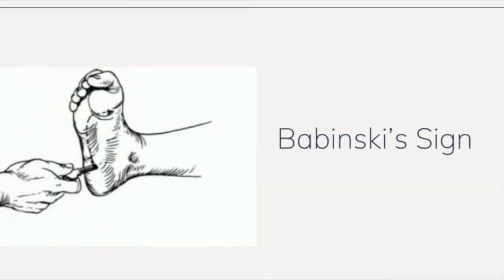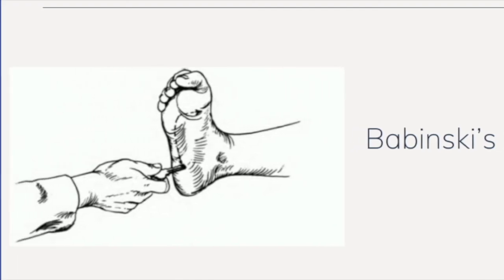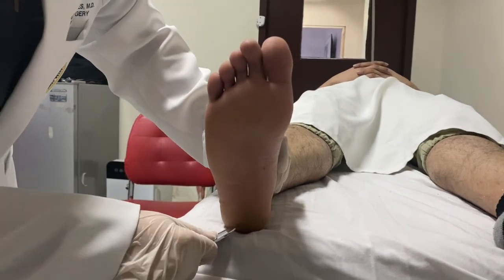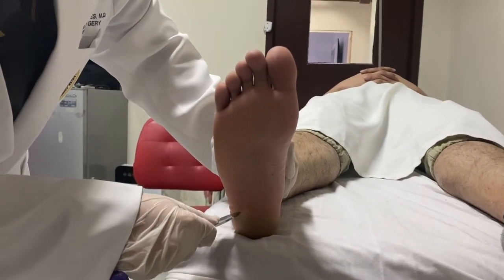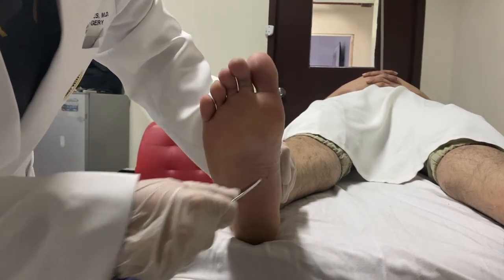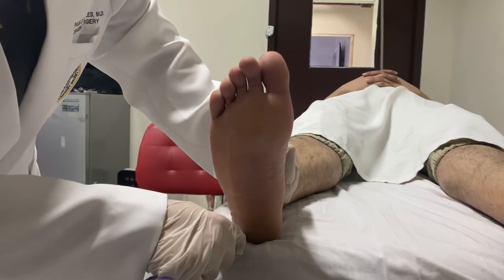Babinski's sign indicates an upper motor neuron lesion or an expanding brain tumor. Run a sharp instrument across the plantar surface of the foot from the calcaneus along the lateral border to the forefoot. It is positive if the great toe extends while the other toes plantar flex and splay. Take note that in newborns, a positive Babinski is normal.